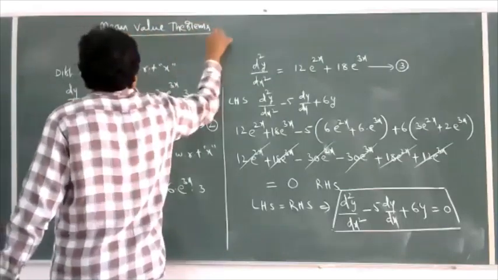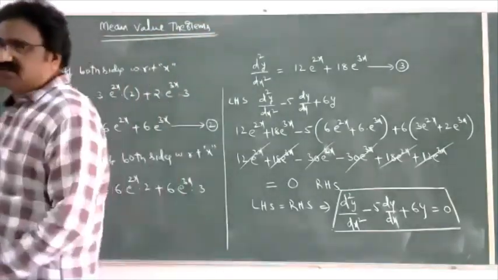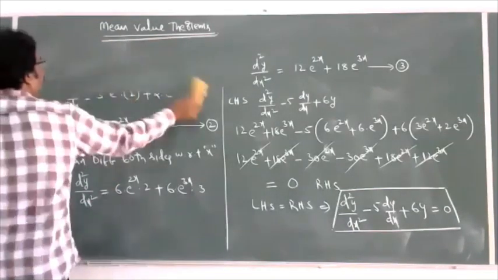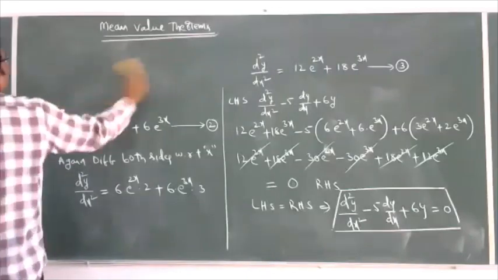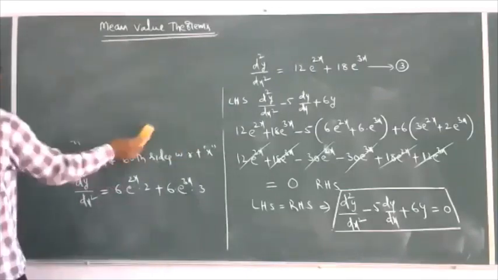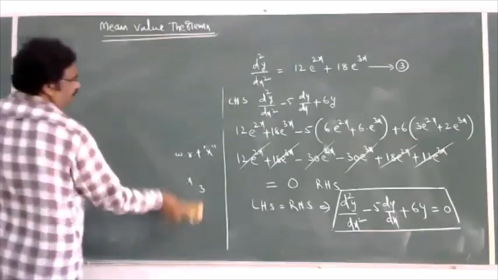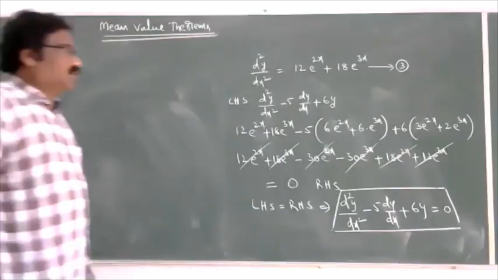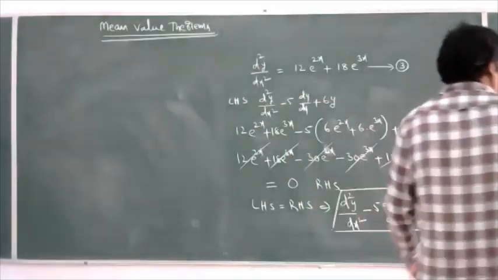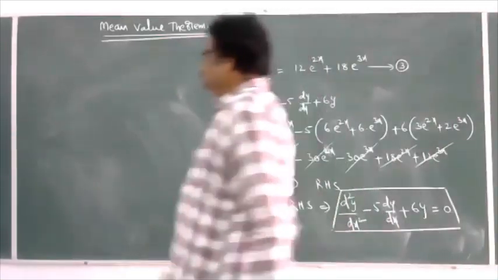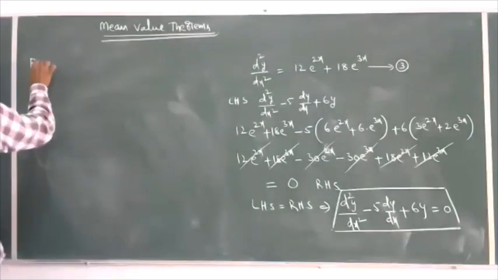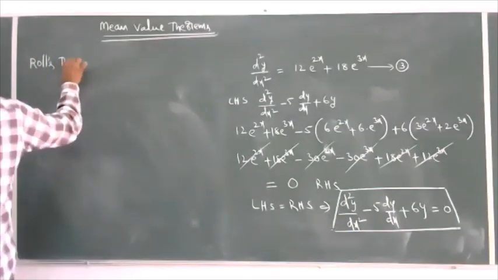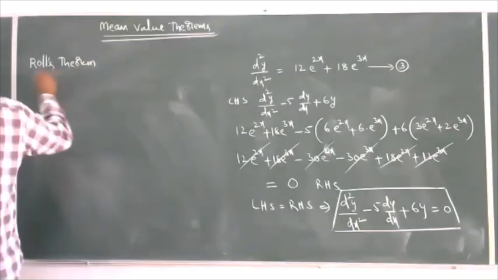Mean value theorems. This is the last concept for this chapter. We have only one exercise, 5.8 exercise, on this concept. That is mean value theorems. The first theorem is Rolle's theorem. Make a heading, Rolle's theorem.